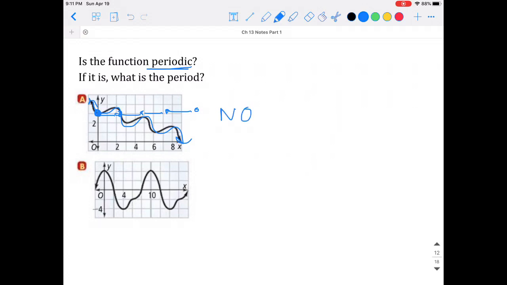For B, we can look at our y value of 4 here. We have a maximum on this graph here. We have another maximum at 10. So this is periodic. And the period from 0 to 10 is 1 cycle. So our period is 10. That's 1 cycle of this function, and the pattern will continue on.